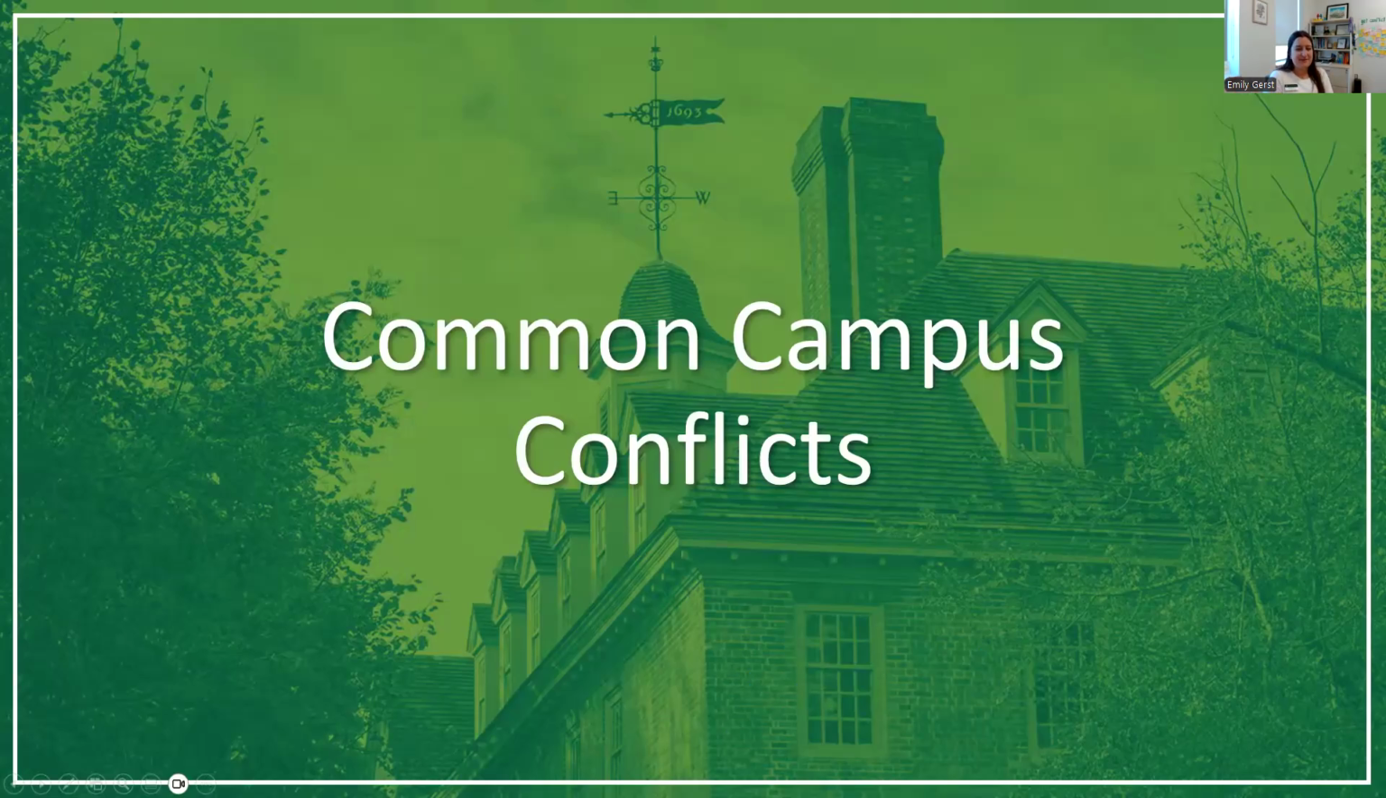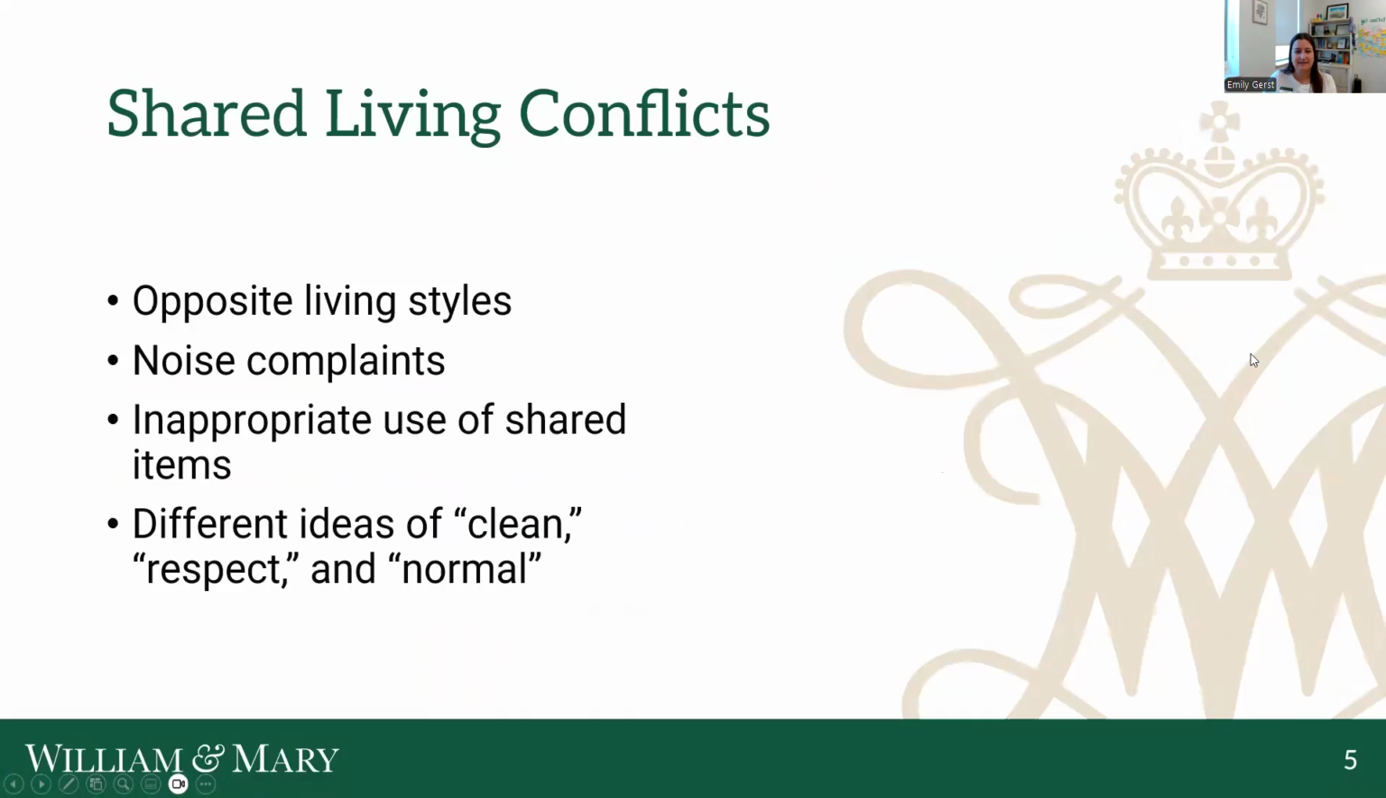So let's talk about some of the most common campus conflicts. So I want you to think about as you imagine campus life, what are some of the things that you think students are most likely to be navigating? The number one answer that I bet many of you thought of is shared living conflict. So roommate conflict. This is the number one thing that people think about when they think about conflict on campus.